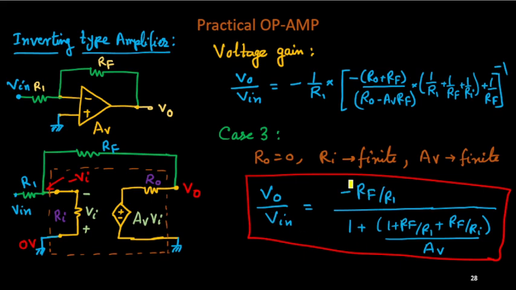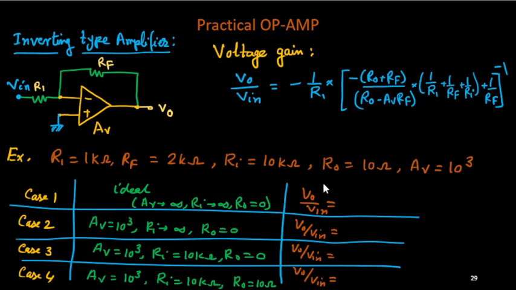So you can see that the closed loop gain for the ideal one is minus Rf by R1, and this is 1 plus something, which is positive. Thus this voltage gain is further reduced. So from the ideal one, this gain is a little bit lesser. Okay.